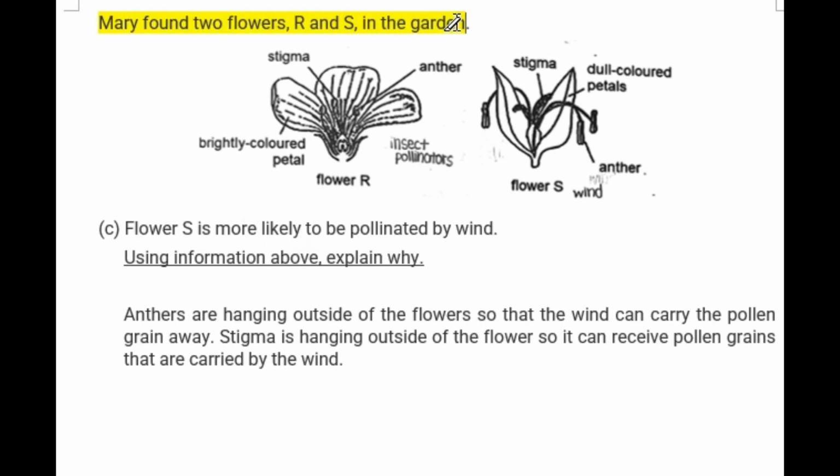Mary found 2 flowers, R and S, in the garden. C. Flower S is more likely to be pollinated by wind. Using information above, explain why. Anthers are hanging outside of the flowers so that the wind can carry the pollen grains away. Stigma is hanging outside of the flower so it can receive pollen grains that are carried by the wind.